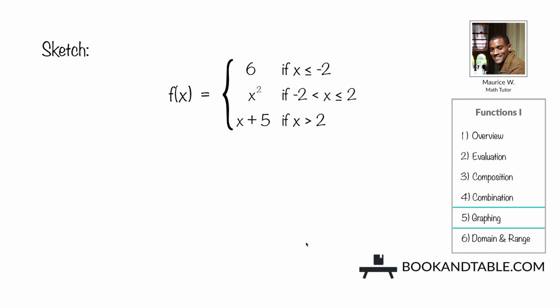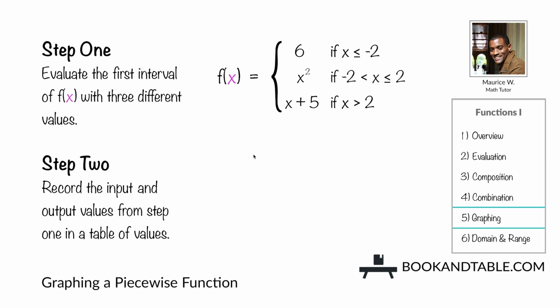So let's walk through an example together. Let's say you're asked to sketch f of x is equal to 6 if x is less than or equal to negative 2. f of x is equal to x squared if negative 2 is less than x, which is less than or equal to positive 2. And f of x is equal to x plus 5 if x is greater than 2. So this is the piecewise function we just saw, but now we will sketch it from scratch. So how do we do so?